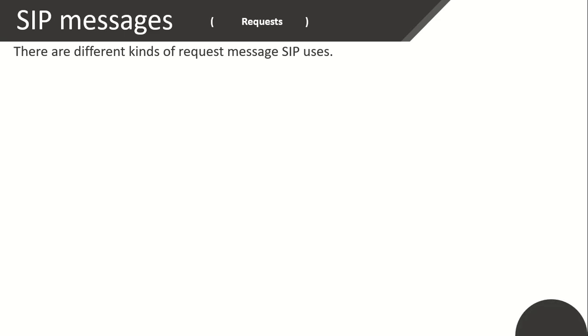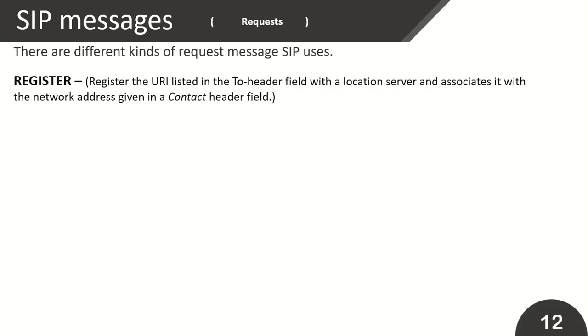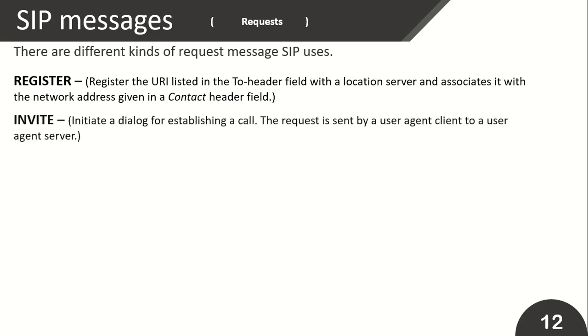First is register. It is a URI listed in the header field. It is listed in two header fields, with the location of the server and associated with the network address given in the contact header field. Then invite. It initiates a dialog for establishing a call. The request is sent by a user agent client to a user agent server.